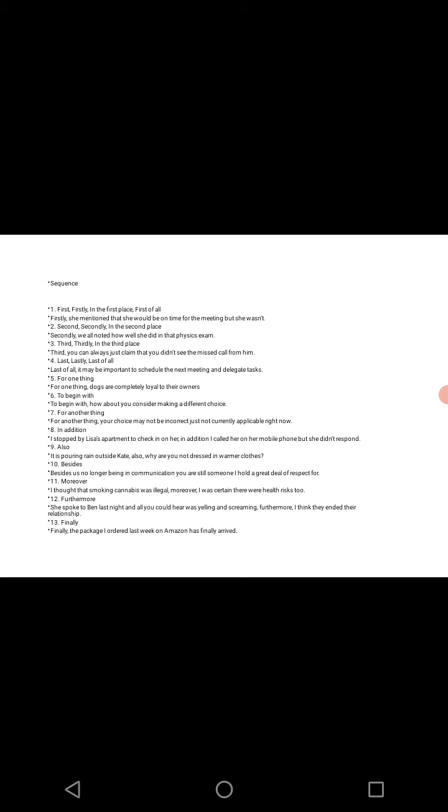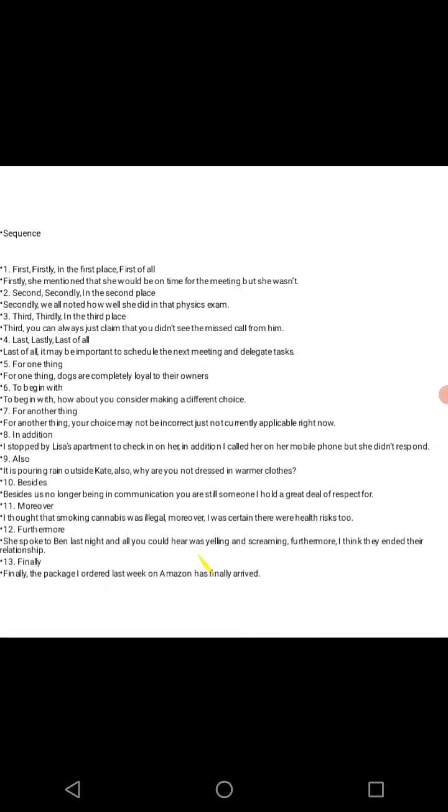And for sequence, the first words are firstly, in the first place, or first of all. Their example is: firstly, she mentioned that she would be on time for the meeting, but she wasn't. Next is secondly, or in the second place. The example is: secondly, we all know how well she did in that physics exam.